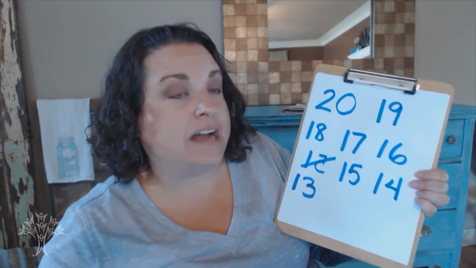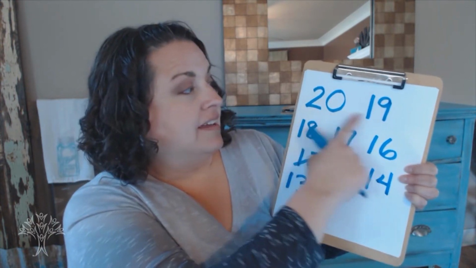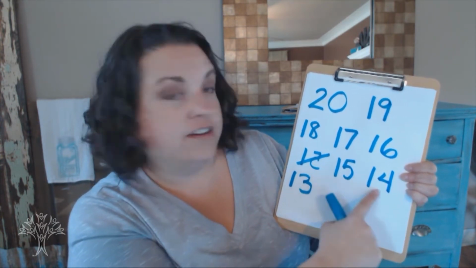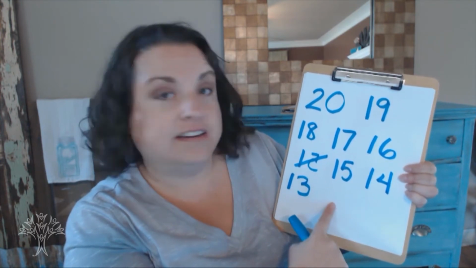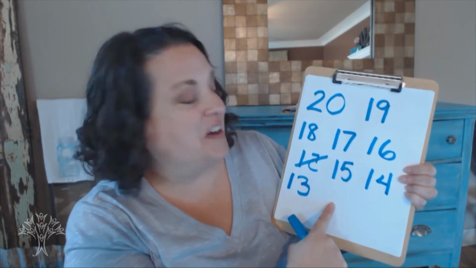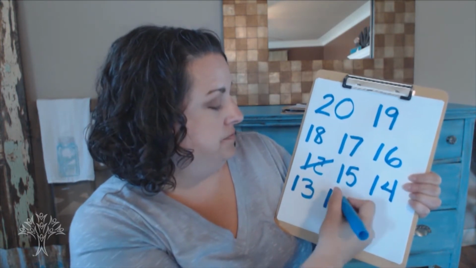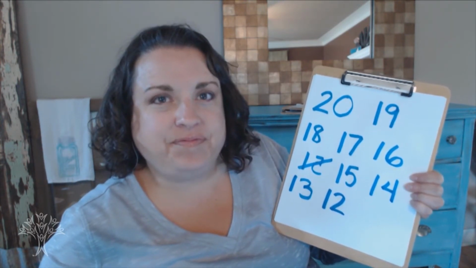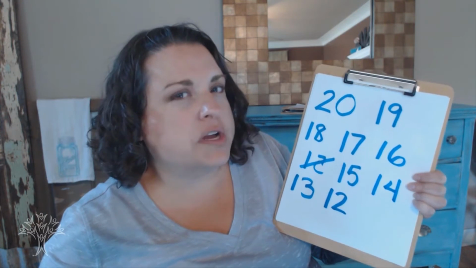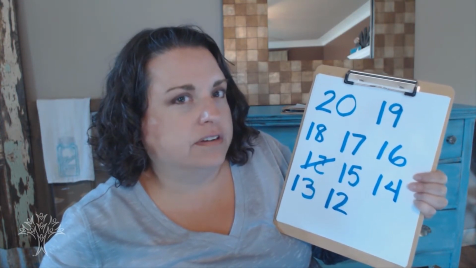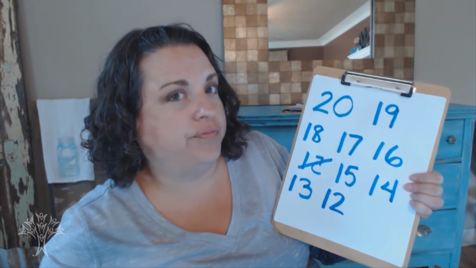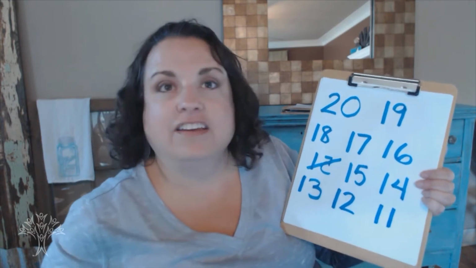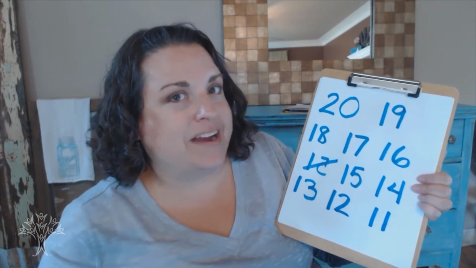Let's start at 20 and count backwards. Join me. 20, 19, 18, 17, 16, 15, 14, 13. I heard you say 12. I'm going to write 12. Your turn, write 12. What number comes before 12? It's 1 less than 12. 11. I wrote 11, you write 11.